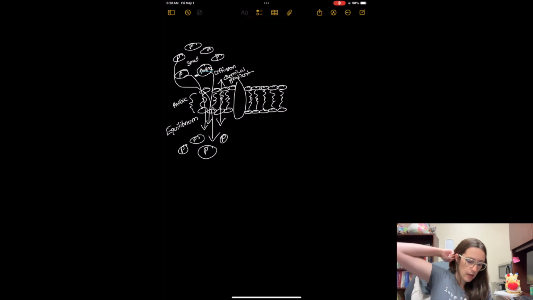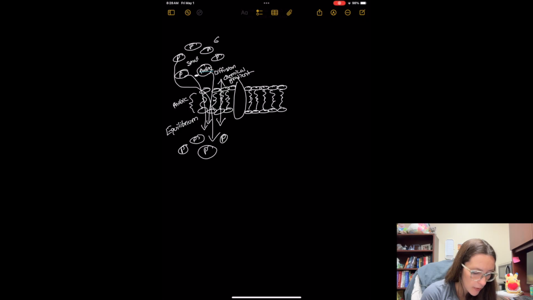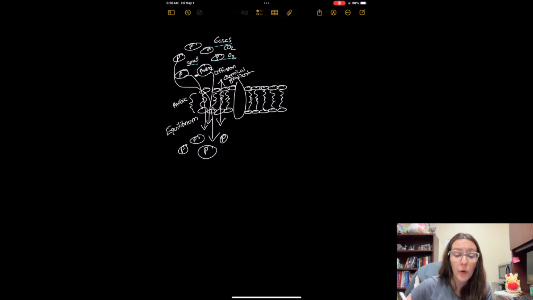The other thing that will move by diffusion is things like gases. When you get to the respiratory system, you will need to consider how carbon dioxide and oxygen diffuse through that membrane, and when it is going to want to go into the cell versus when it wants to go out of the cell. It's going to follow that chemical gradient unless our cell does something to manage it.